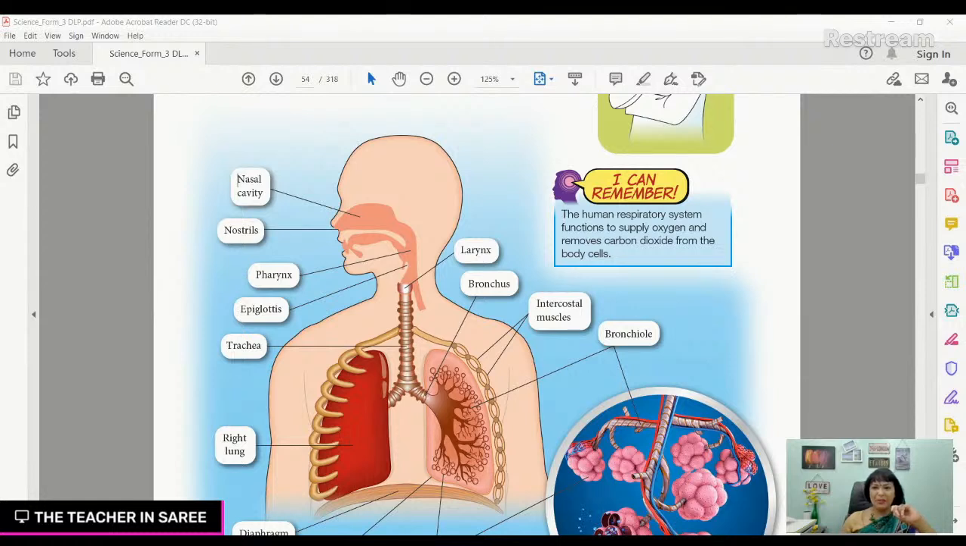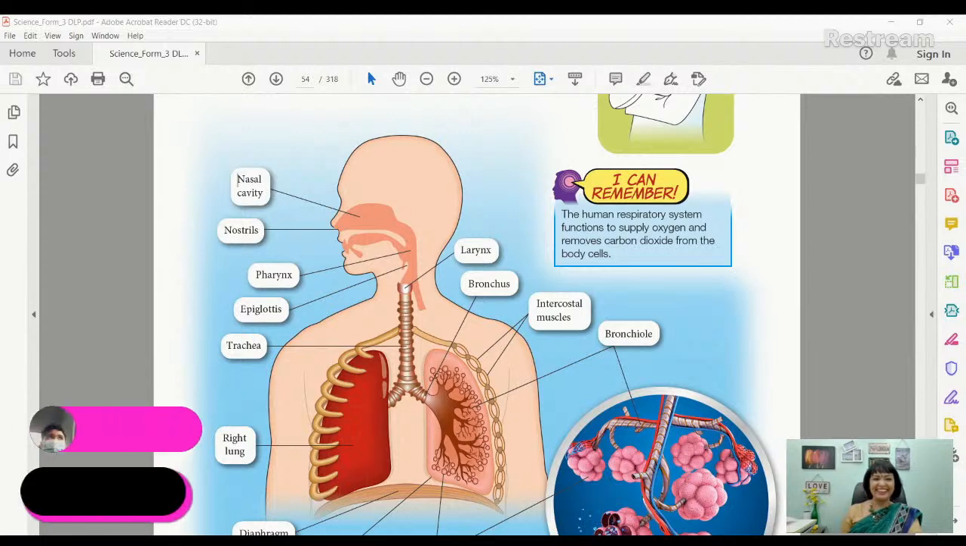Google it up. You all are so good at Googling it up. What is the ring in the trachea though? Don't say wedding ring. There you are. Cartilage rings. Beautiful. Thank you, Aiman.